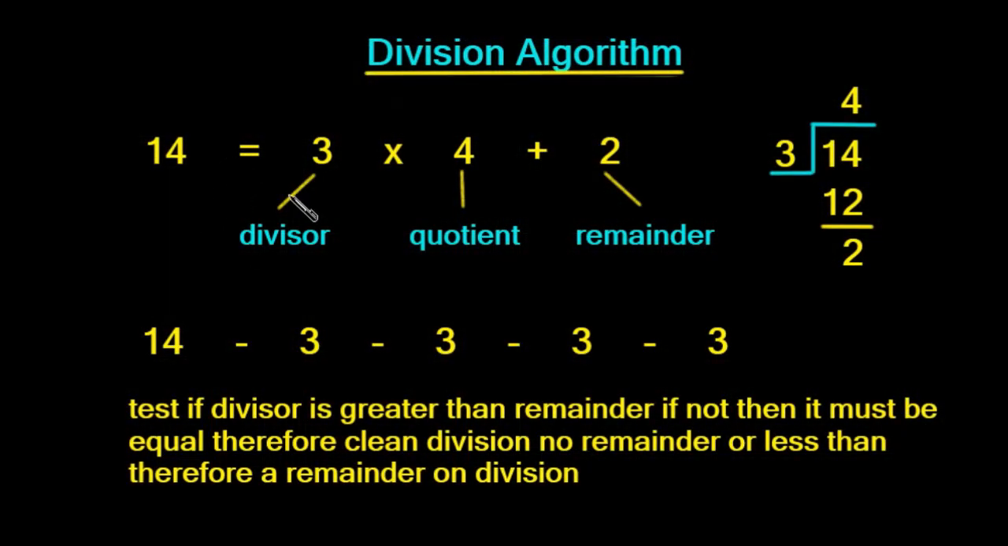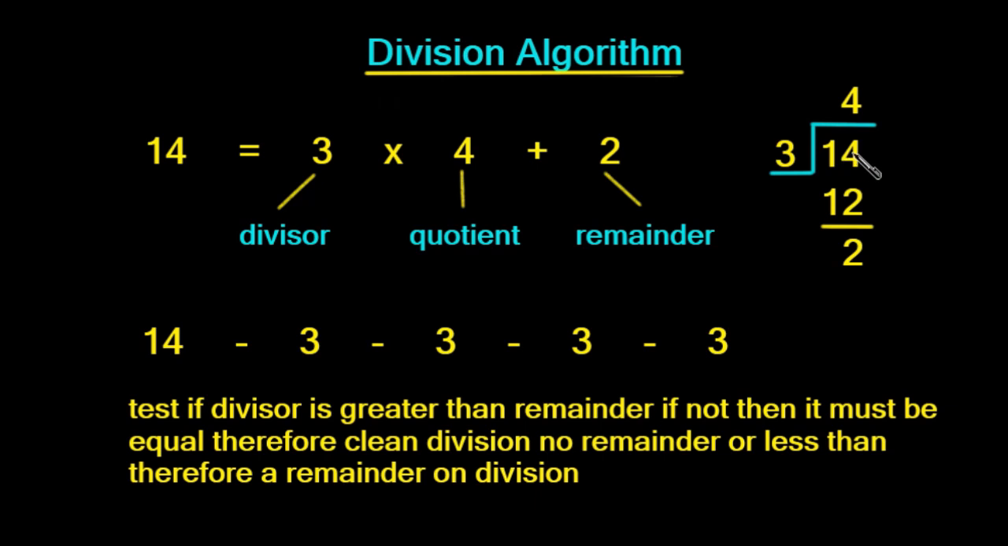Let's consider that we want to divide 14 by 3. So we can say that 14 divided by 3 is going to give us a value of 4, and the remainder will be 2. So we can say that the 3 here is the divisor, the 4 is the quotient, and the remainder is 2.